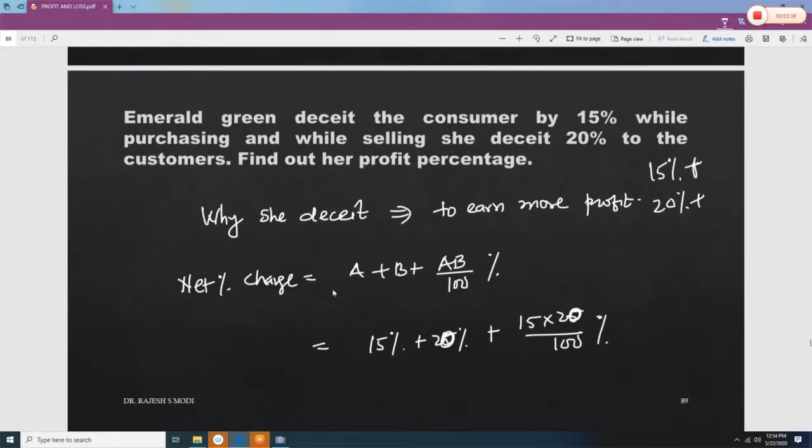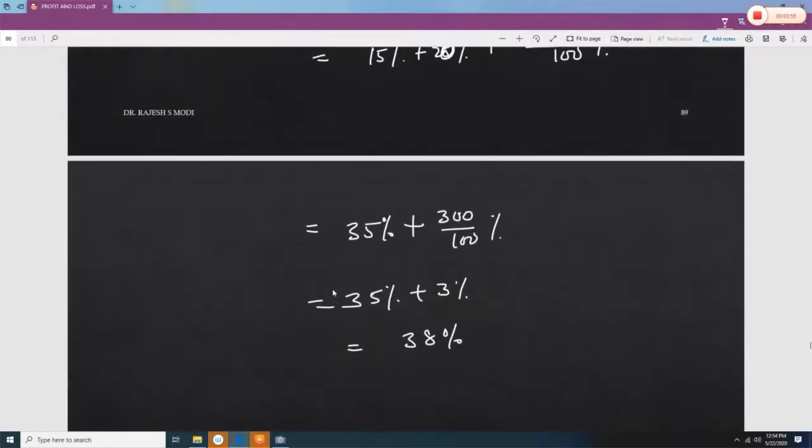So we have to use the AB formula. So net percentage change is A plus B plus A into B divided by 100 multiplied by the percentage. So 15% plus 20% plus 15 into 20 divided by 100 percent. So that is going to be 35% plus 300 divided by 100. So that comes to 38%, that Emerald Green is going to make a profit of 38%.